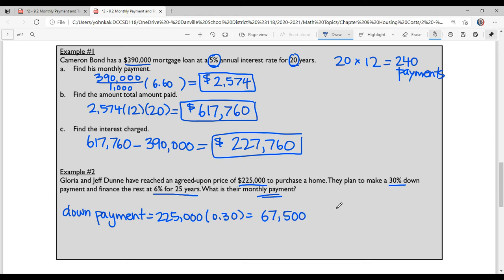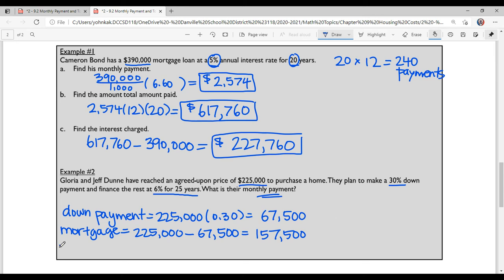Okay, now we need to know what the mortgage amount is. So to find the mortgage amount, you're going to take the price of the house, $225,000, and subtract the down payment, $67,500. That means you're going to be borrowing $157,500. That's the amount of the mortgage.